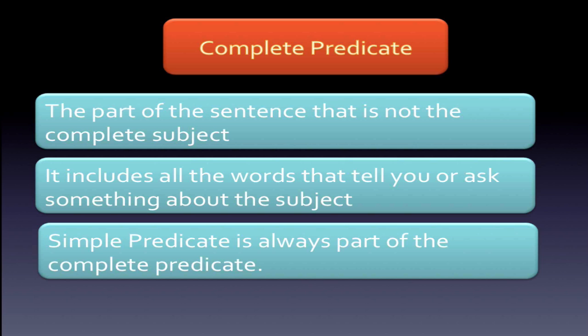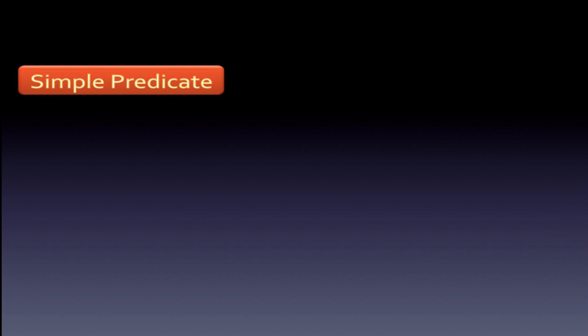All right. Now, complete predicate. What is the complete predicate? The part of the sentence that is not a complete subject. Okay, I got that. So the complete subject is one end, the complete predicate is another end. It includes all the words that tell you or ask something about the subject. Simple predicate is always part of the complete predicate. Okay, can I get an example, please, so I can know what you're talking about?